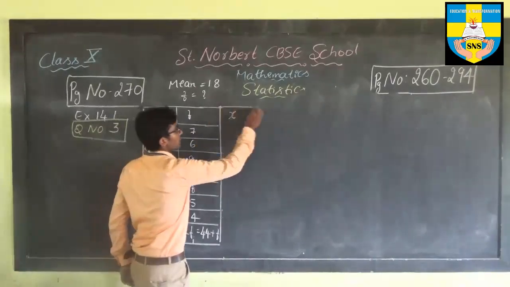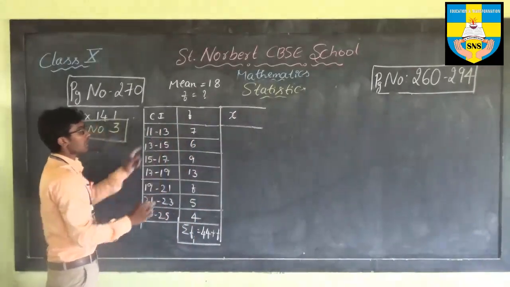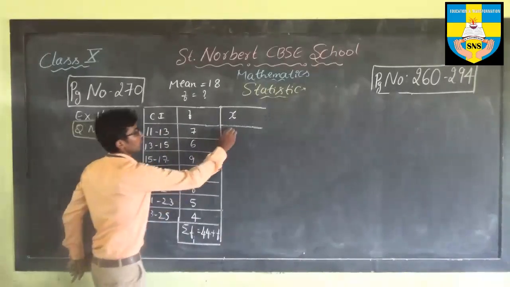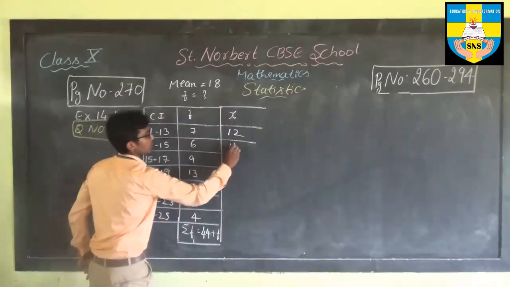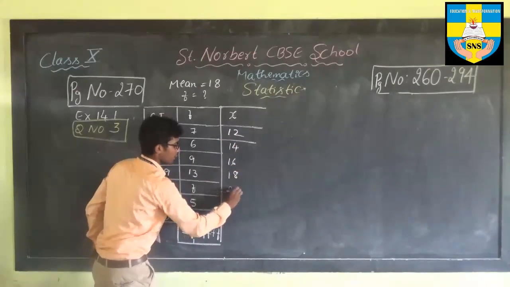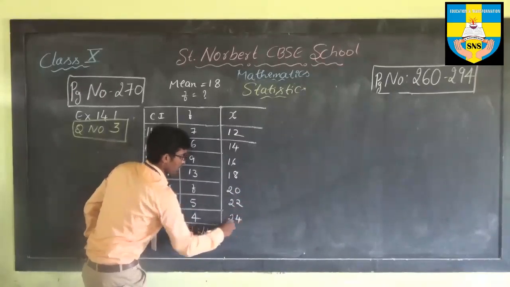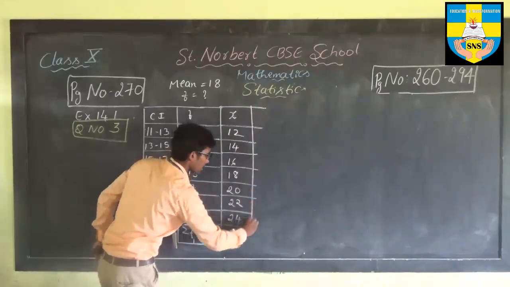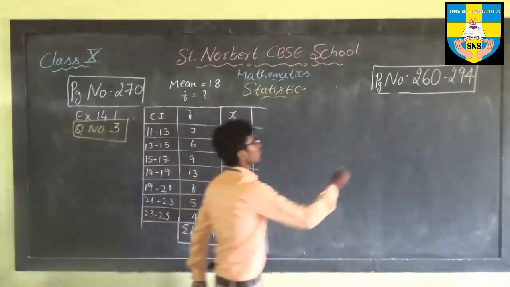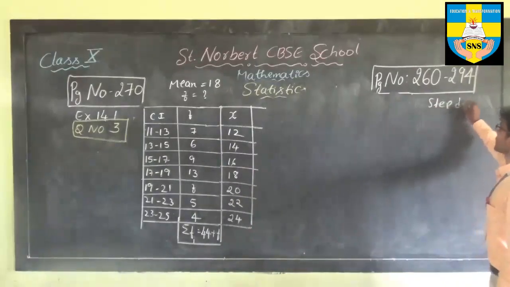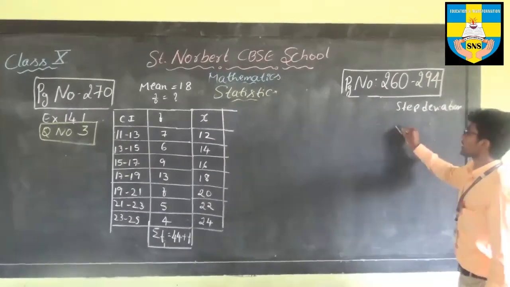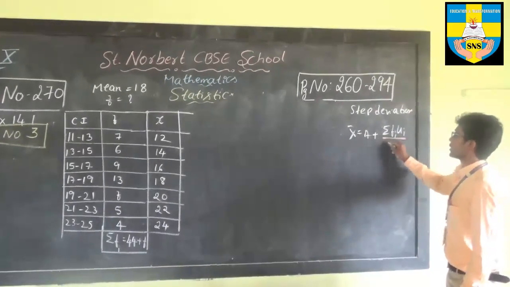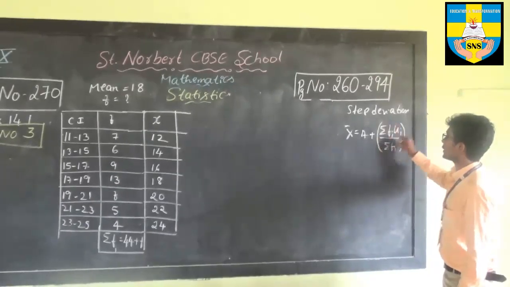You can do the class mark in the beginning. How will you do the class mark? By using class intervals. This is 11 plus 13, 24 by 2, 12. And you will have 14, 16, 18, 20, 22, 24. This is the class mark. After the class mark, if I am going for the step deviation method, try to remember the formula. X bar is equal to A plus summation of Fi Ui divided by summation of Fi into H.